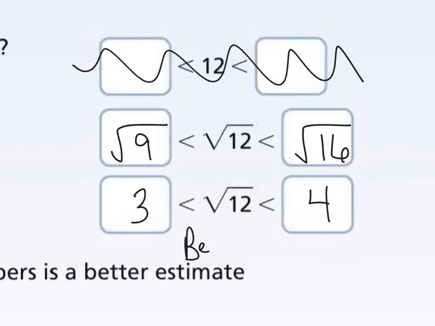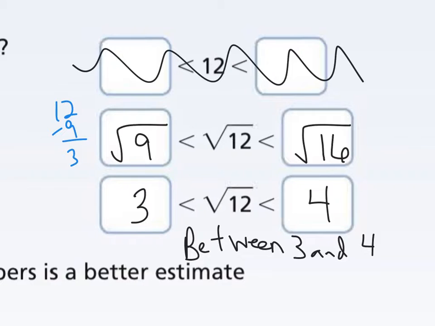Okay, so if they wanted us to write it out, we could say it's between 3 and 4. Technically, we could figure out which one it's closer to. The difference of 12 and 9 is 3. The difference of 16 and 12 is 4. So it's slightly closer to 3. It's a little bit closer to 3 than it is to 4.